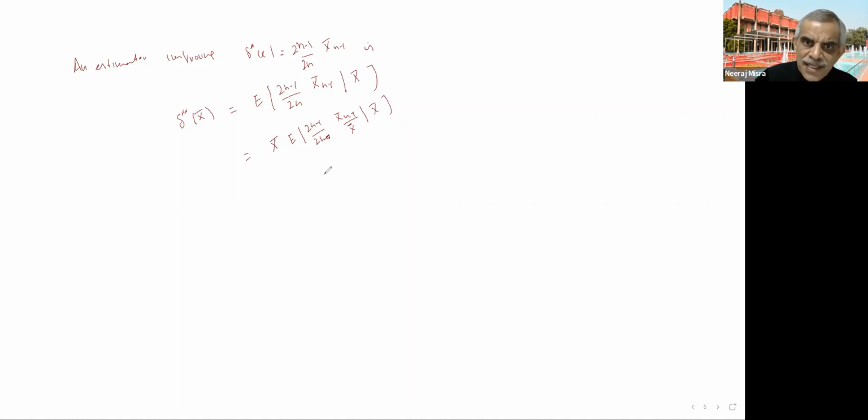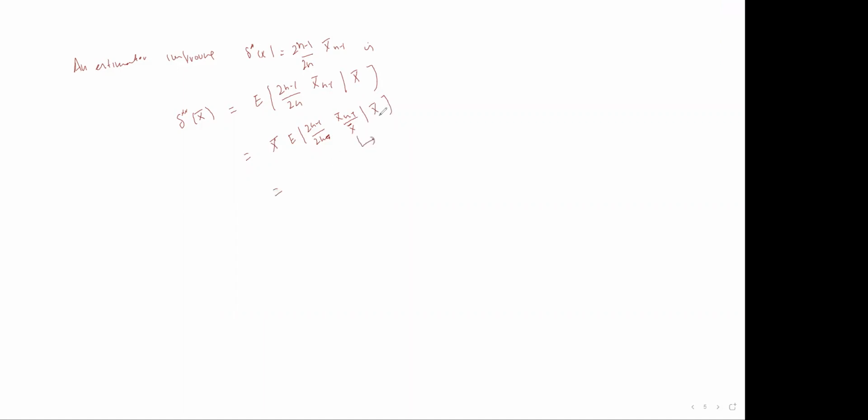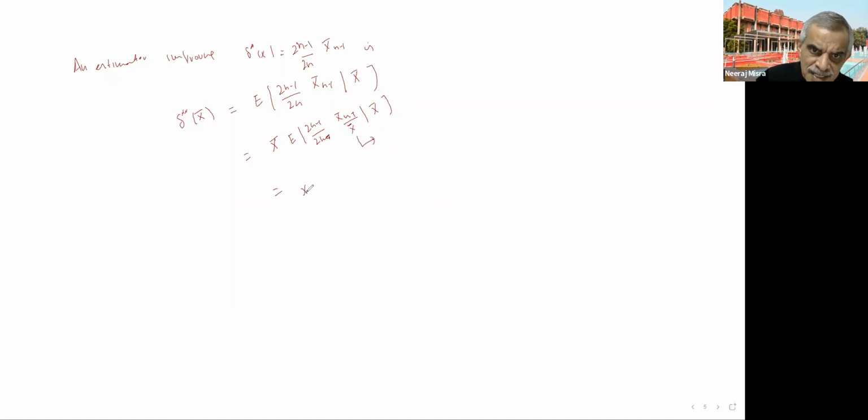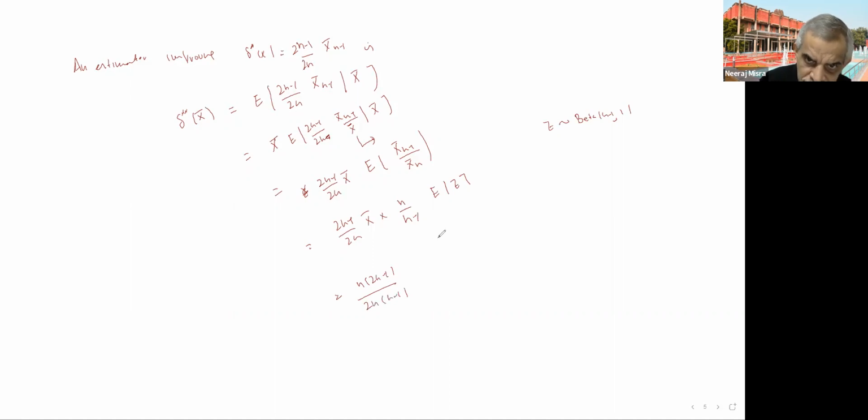X bar is fixed, so I have multiplied it. Now this is ancillary. This is complete sufficient. So this is same as (2n minus 1)/(2n) X bar into expected value of (n minus 1)/(X bar n). This distribution we have just seen, it is (2n minus 1)/(2n) X bar into n upon (n minus 1) into expected value of z, which is Beta(n minus 1, 1). So how much this turns out to be? N times (2n minus 1) upon 2n into (n minus 1).